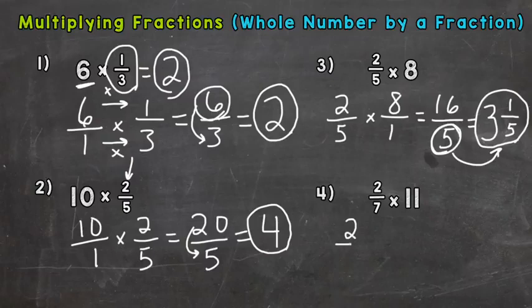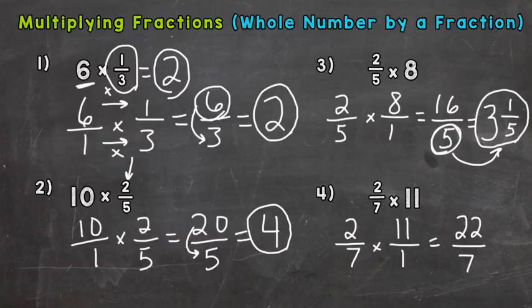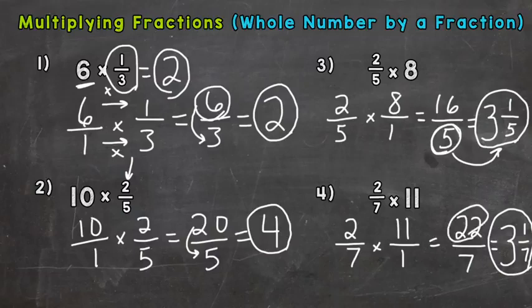Number 4, 2/7 times 11, put it over 1. 2 times 11 is 22. 7 times 1 is 7. So again, an improper fraction. So we need to do 22 divided by 7, which is 3 and we get a remainder 1 and keep the denominator the same. So 3 1/7. Again, we did 22 divided by 7 and got 3 wholes with a remainder 1 here, and we keep the denominator the same.